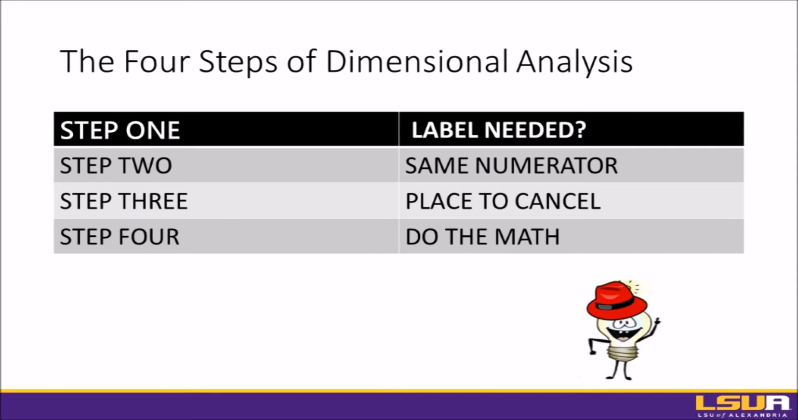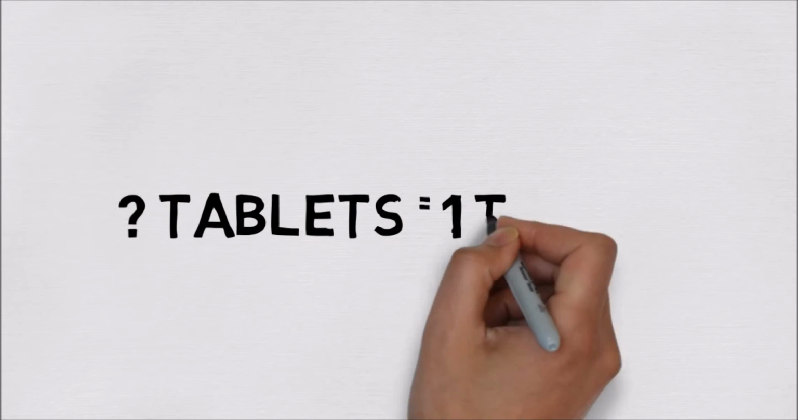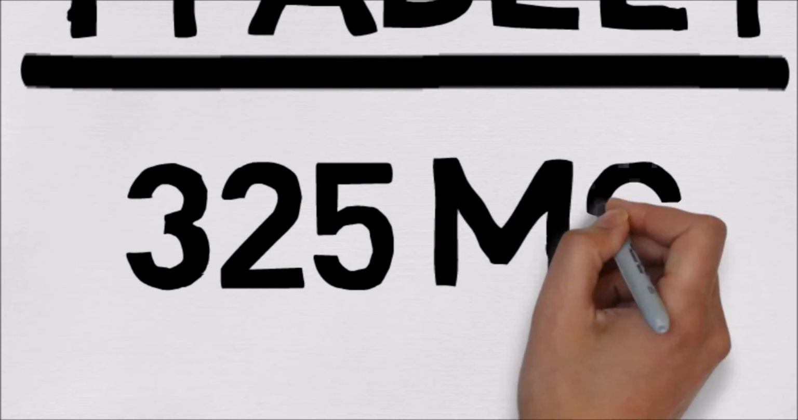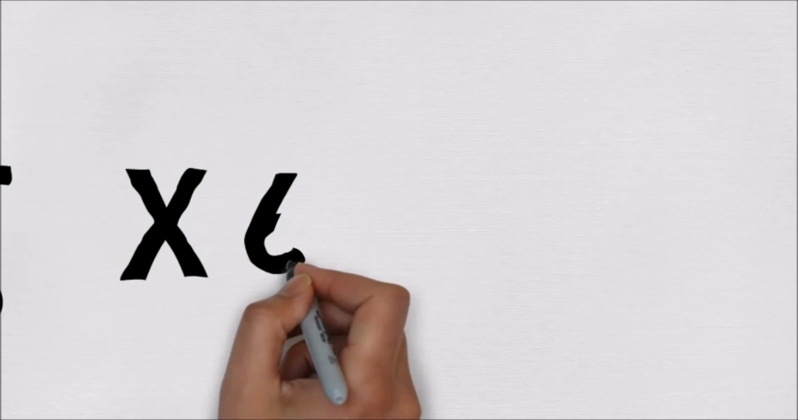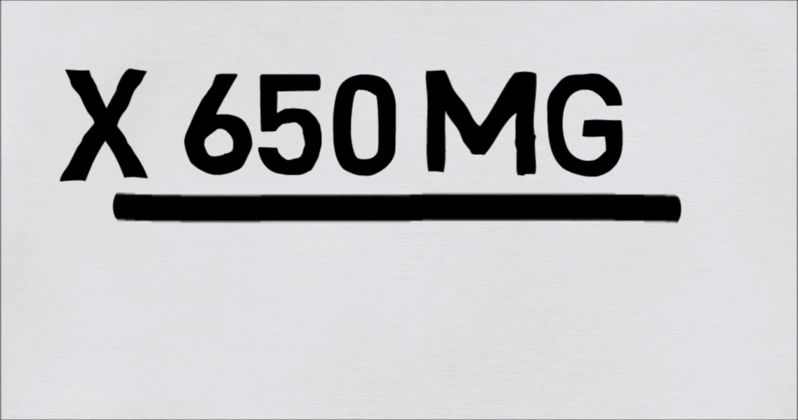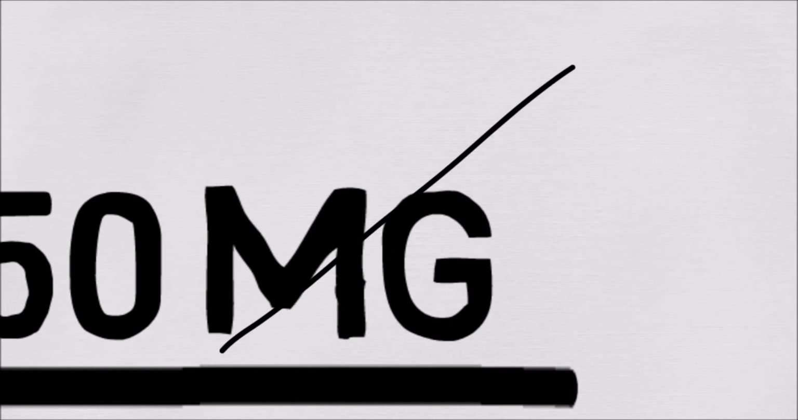Then, build the calculation until all labels or units of measure that are not needed are canceled out, placing these numerators or denominators sequentially to get rid of what you do not need. Lastly, perform the arithmetic to arrive at the correct answer. Do not round any numbers until you obtain the final answer.